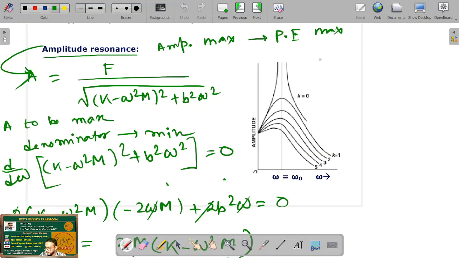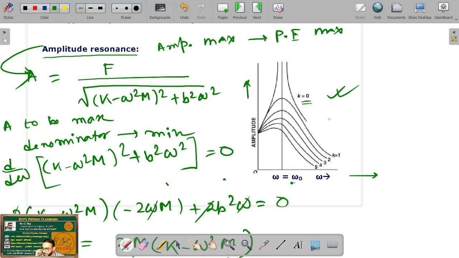Now if we plot the amplitude versus frequency in a graph, then in case of amplitude resonance, the graph would be like this one. Along the y axis amplitude has been plotted and along the x axis frequency has been plotted. At a resonant condition, the frequency omega becomes omega max, which is the peak of these curves. Here different k values or different damping factors have been considered. For different damping factors, we can see how the amplitude changes with frequency.